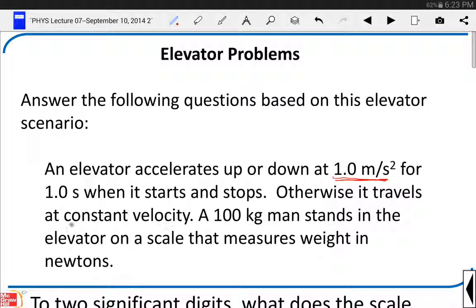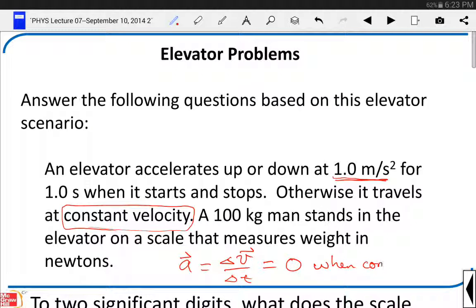Constant velocity means that acceleration, which is change in velocity divided by change in time, to match my words, I'll put the vector signs, is equal to 0 when constant velocity. Of course, that's because constant velocity means that the change in velocity is 0. So there's 0 acceleration when you're moving up and down. It's only when you start and stop that you have acceleration.